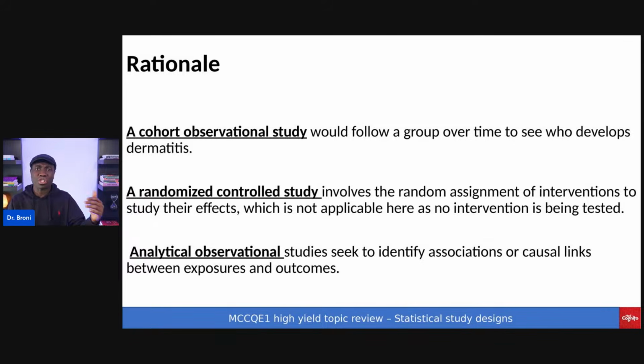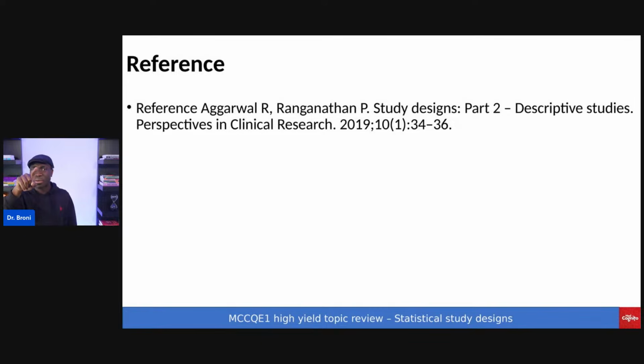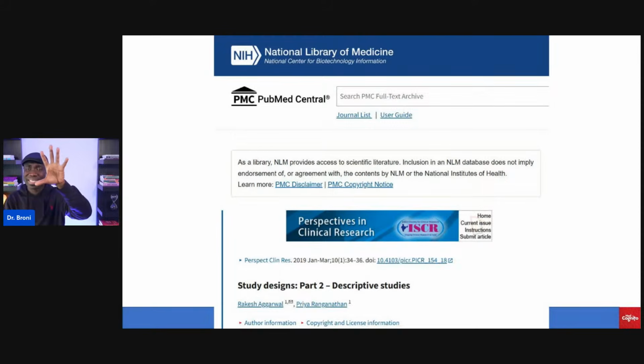Now, I know it's a lot of information, especially for those who don't see the slides. So I say again, if you want to see the slides, just jump to YouTube, check on MedCognito, and the slides are there on live. When you go under live, you will see it there. And again, this is the reference. They got this from Agarwal and Ragnathan, Study Designs Part 2. Now, I'm showing you the website itself. That's from PubMed. That is where this particular question was sourced from.